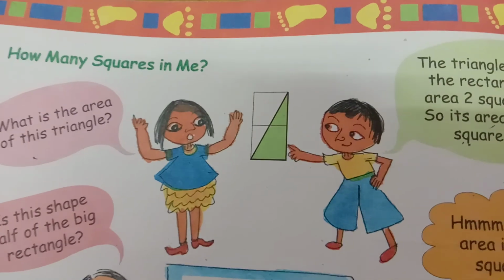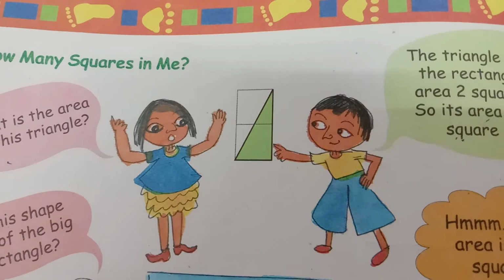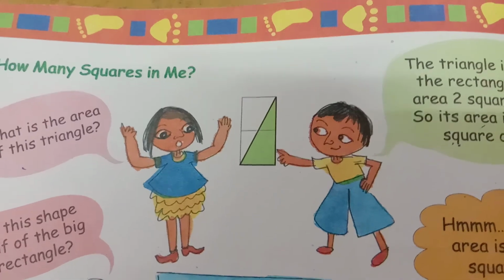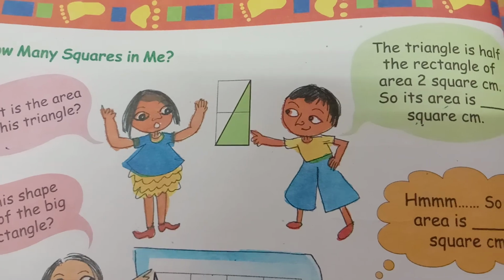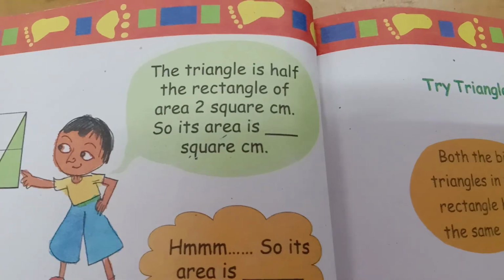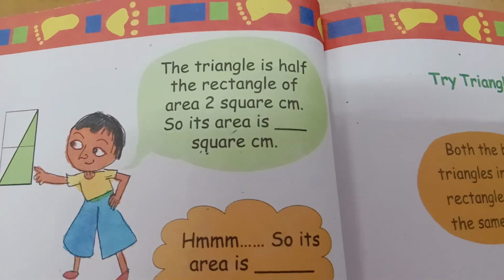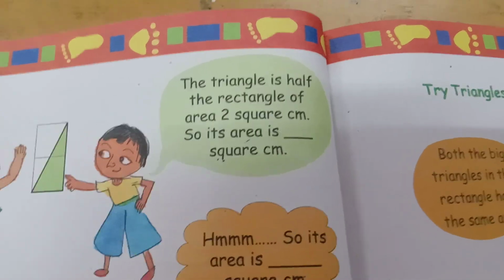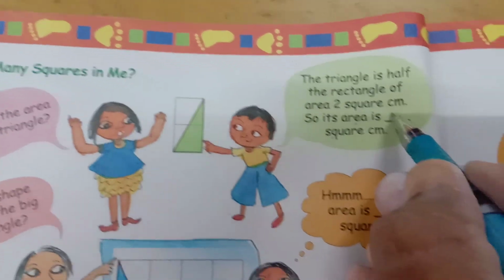Yes children, how much is the area of this rectangle? Yes, it contains 2 small squares. Therefore its area is 2 square centimeters. Area of the rectangle is 2 square centimeters. Hence the area of the triangle is 1 square centimeter, because half of 2 is 1 square centimeter. Now the triangle is half of the rectangle of area 2 square centimeters. So its area is dash square centimeters. How many square centimeters is its area? 1 square centimeter.